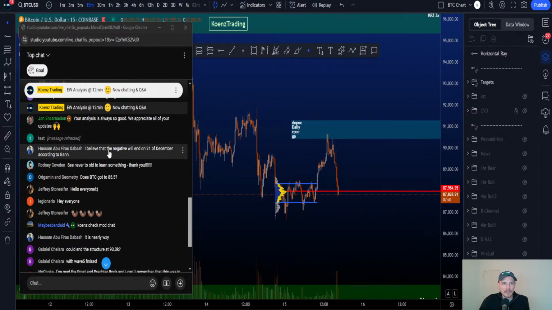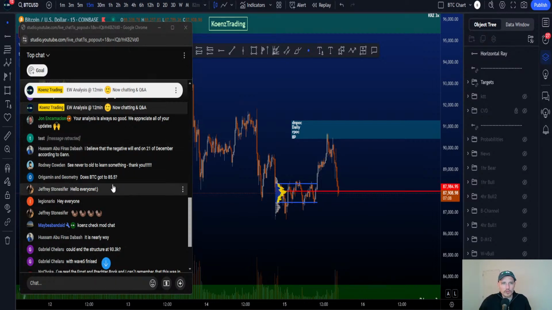Husam, I believe that the negative will end on 21st of December, according to Gann. What do you mean with the negative, Husam? I'm interested to know. The 21st is still a full month away. I mean, from a bullish perspective, if we're still looking for wave 4s and wave 5s, then likely you're ending after the 21st of December. Usually December is quite bullish, no?